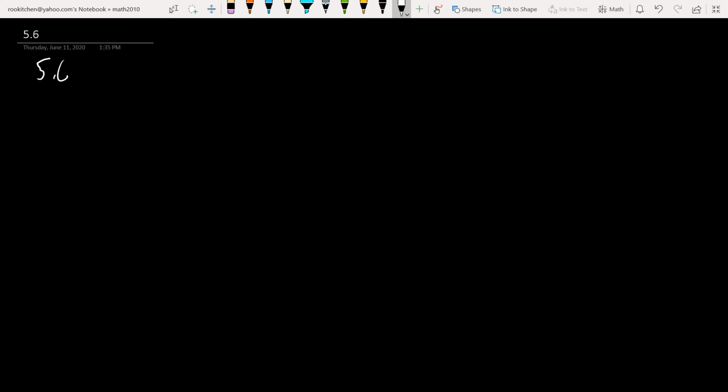5.6. We've already played around with these a little bit. Let's look at some recurrence relations. We dealt with some simple ones.